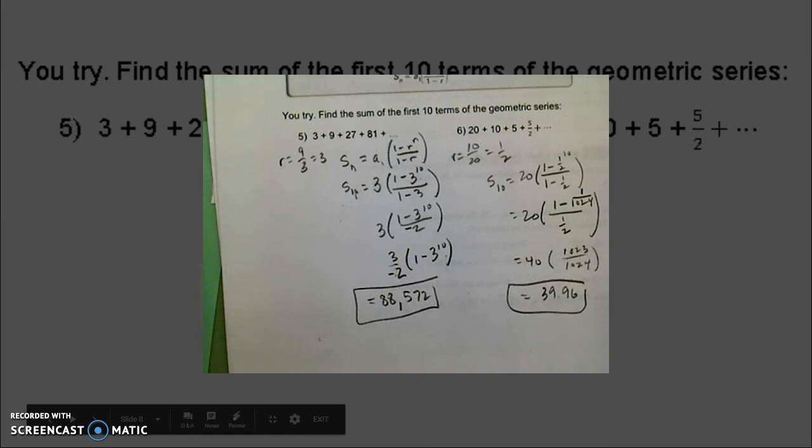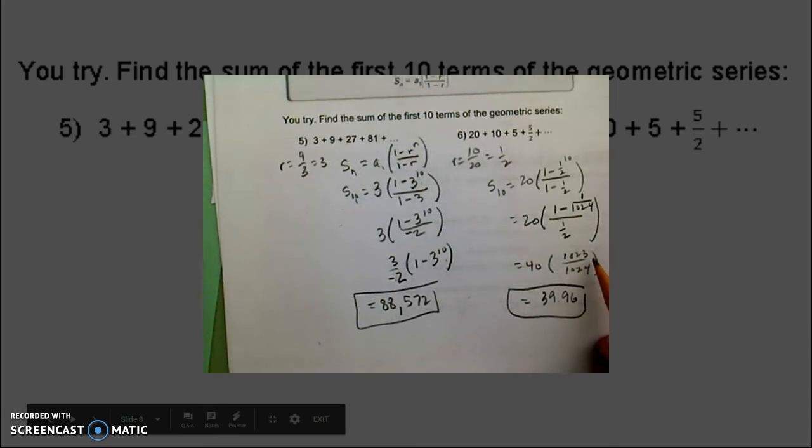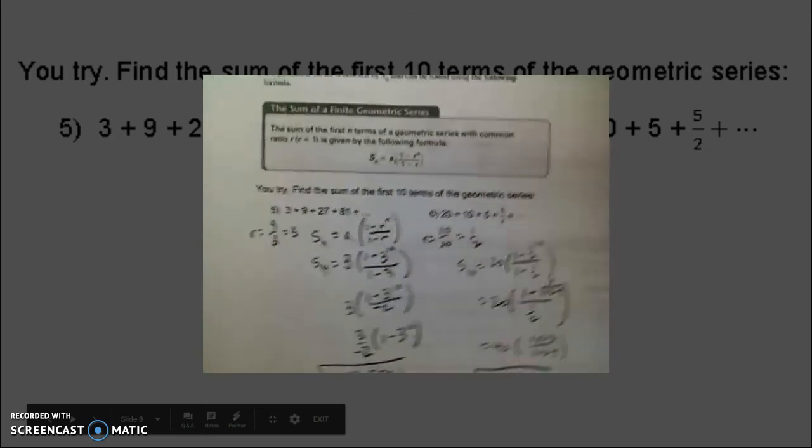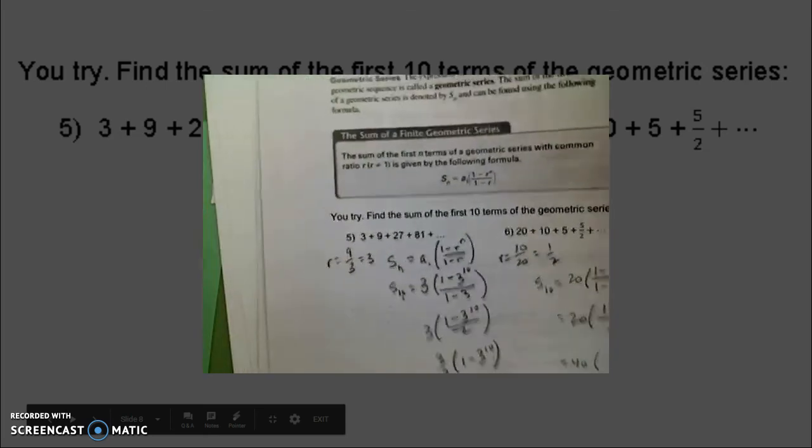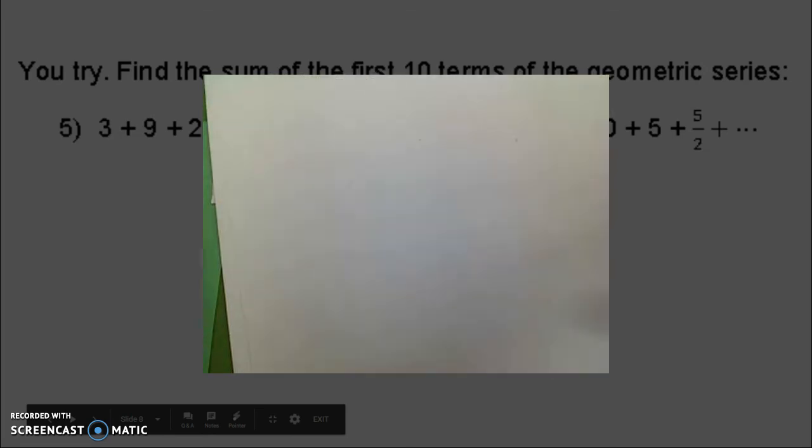Dividing by 1/2 is like multiplying by 2. So I'm going to go ahead and call this 40 times 1 minus 1 over 1024. That's 1024 over 1024 minus 1 over 1024, so 1023 over 1024. And you can see that's going to be really, really close to 1. So if I multiply this out, I get 39.96. A little challenging, some strange numbers to work with, but stick with it and you'll be able to nail this down.